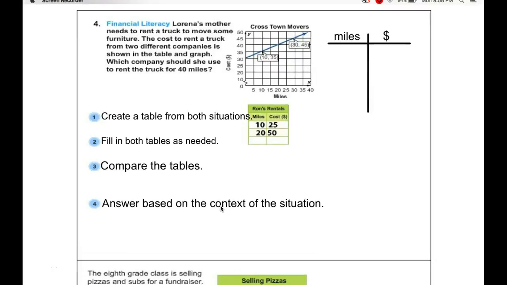Example 4: Lorena's mother needs to rent a truck to move some furniture. The cost to rent a truck from 2 different companies is shown in the table, this one down here, and in the graph, this one up here. So these are 2 different companies. Which company should she use to rent the truck for 40 miles?